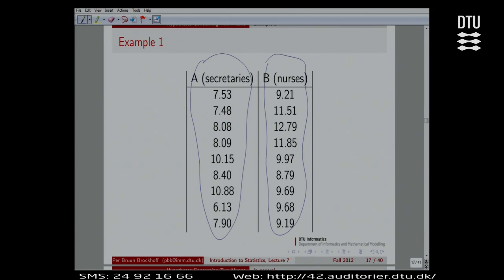There could have been 8 in one group and 10 in another group. That will not ruin what we're going to do now. So we have 2 samples. Now compared to earlier, it's not only a single column of data, it's 2 columns of data, right? Given by 9 secretaries in one group and 9 nurses in another group. Some measure of how much energy they have spent during a given time.